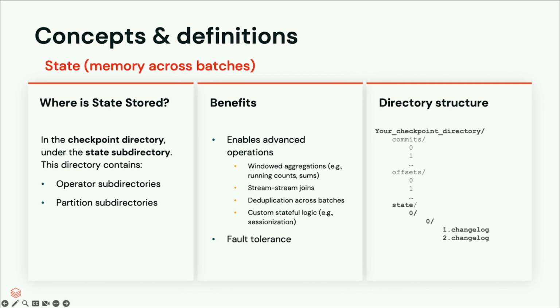level. And the state directory is a little bit more complex. But you can see the directory structure is a little bit different than the commits or offsets, right? So there's a subdirectory for each stateful operator, and then subdirectories underneath that for each partition of data. Yeah, so these are sort of the concepts that are useful.